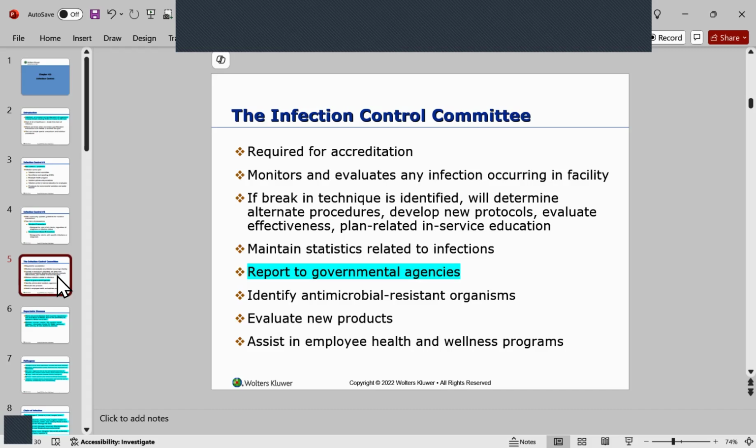So the infection control team or the infection control committee, what do they do? We have to have them for accreditation. They monitor any infections in the facilities. If they realize that somebody made a boo-boo, like a break in technique, then they try to figure out alternate procedures, develop new protocols, et cetera. And they report to governmental agencies, right? They report to the Department of Health and Human Services, et cetera.